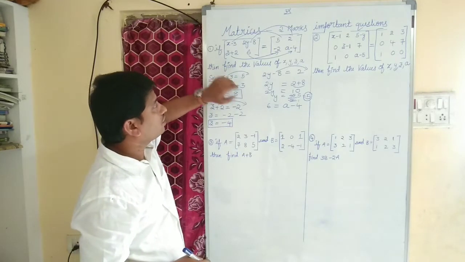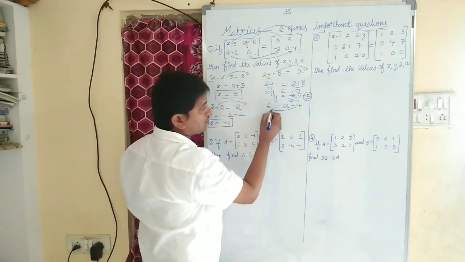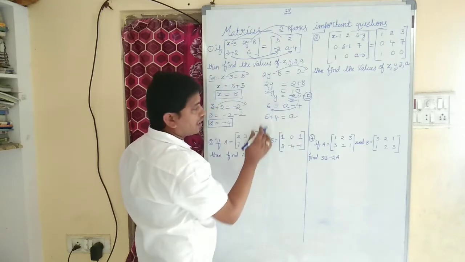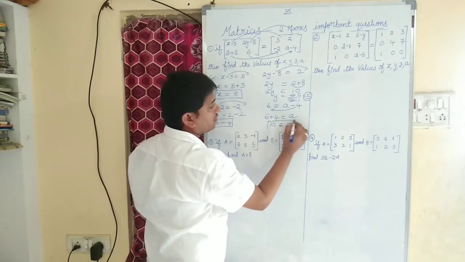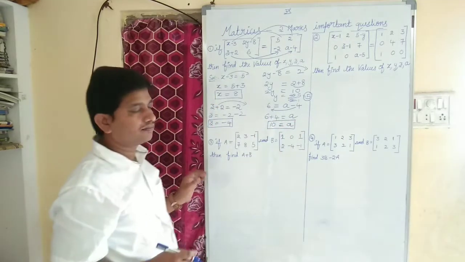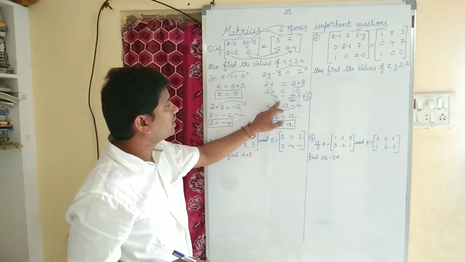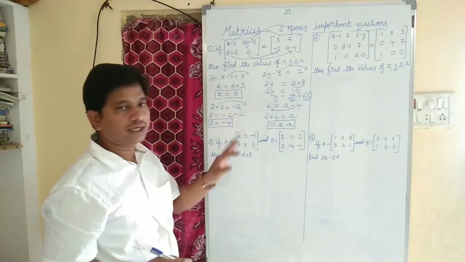Now coming to a value, that is 6 equal to a minus 4. Minus 4 you transpose, it will become 6 plus 4 equal to a, as 6 plus 4 is equal to 10. So children, what is the value of a? A value is 10. I mean, x value is 8 and y value is 5. Z value is minus 4 and a value is 10.